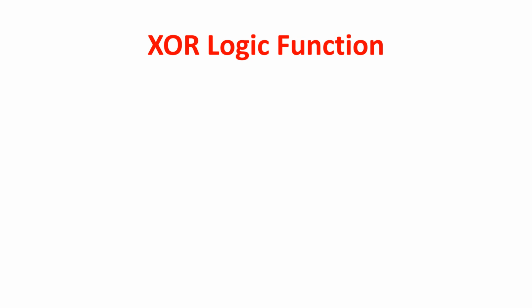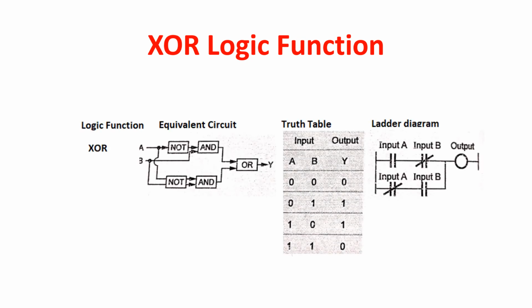XOR logic function, equivalent circuit, truth table, ladder diagram is indicated here. In this XOR, when both the inputs are normally open, the output is 0. When any one of the inputs is normally closed, then the output is 1. When both the inputs are normally closed, then the output is 0. This is indicated here.